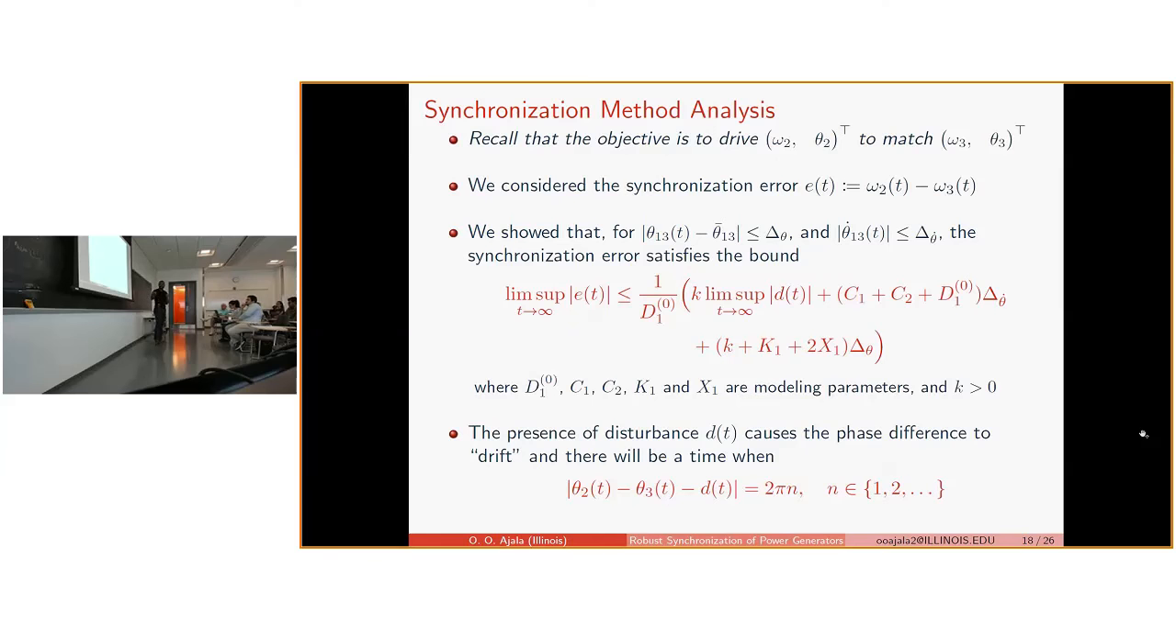And so the presence of disturbance d of t causes the phase difference to drift. And so as this error is non-zero, the phase difference is going to drift. So if you have two frequencies and they are not exactly the same, the phases are going to drift. And so what's going to happen now is we're controlling the frequency and then we observe the phases. And as soon as they are multiple of 2 pi, we close the switch and we connect. And that's how this synchronization method works.